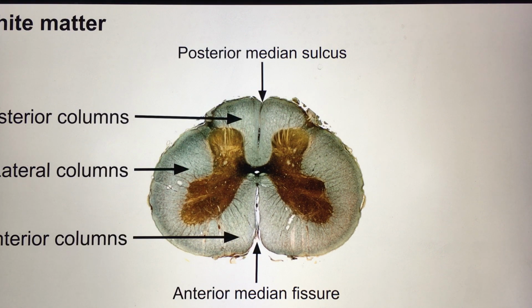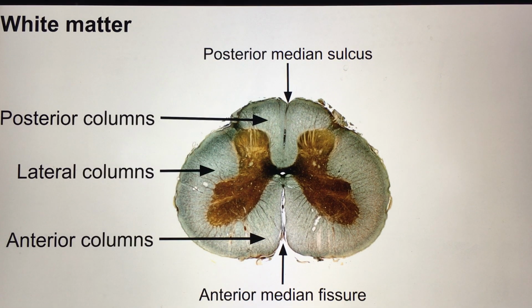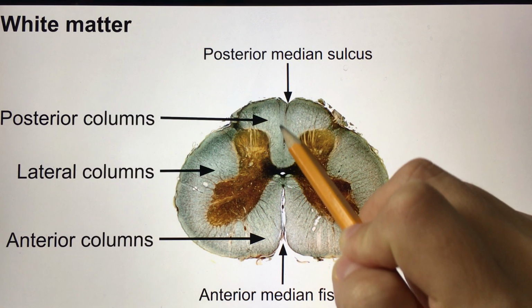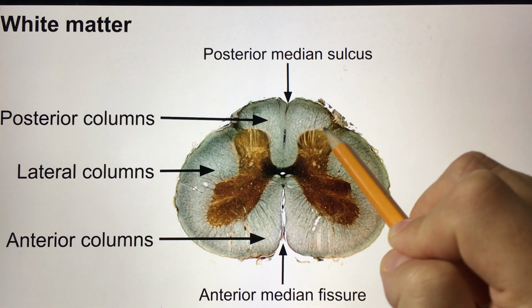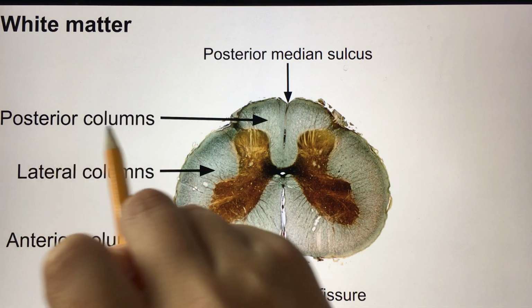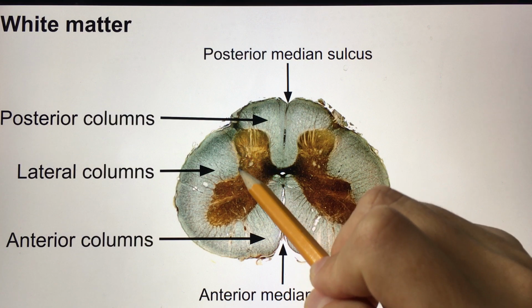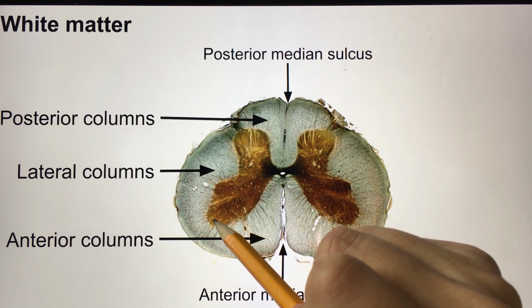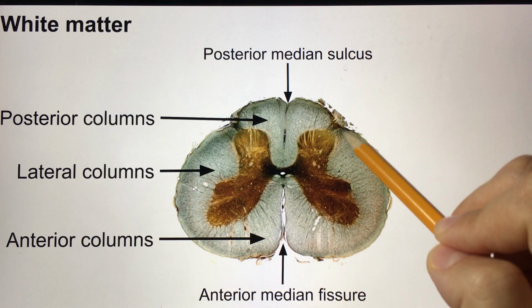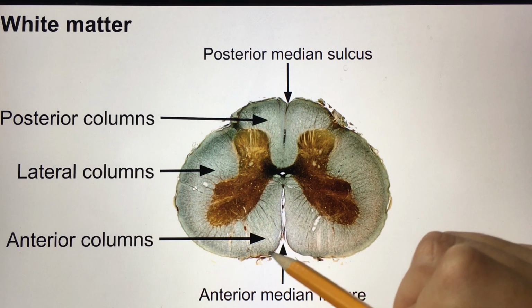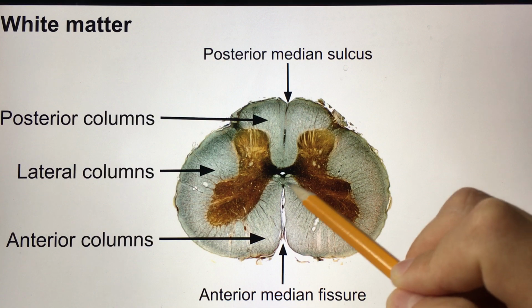The white matter is divided into columns. The back portions, posterior portions, are called posterior columns, in the back of the posterior horns. On the side of the posterior and anterior horns, there is lateral columns. And in the front of the anterior horns, there are anterior columns.